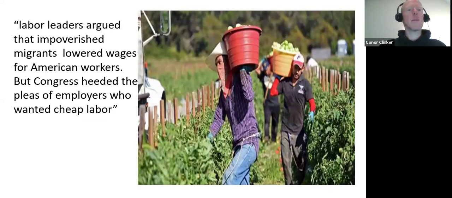So here we go. Labor leaders, people that were in charge of unions back then, representing workers, argued that impoverished migrants lowered wages for American workers. That's what they argued. That term "argue" usually implies that there is an argument, there is a debate, there are different points of view. This is an objective fact of economics. If you flood the country with low-skilled labor, you will lower wages for everybody else, period. There's no way around that reality.